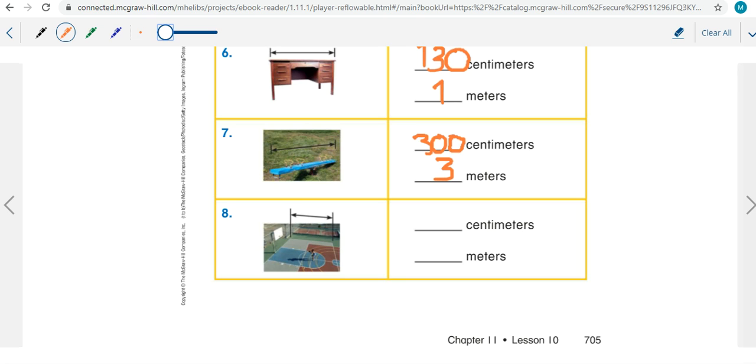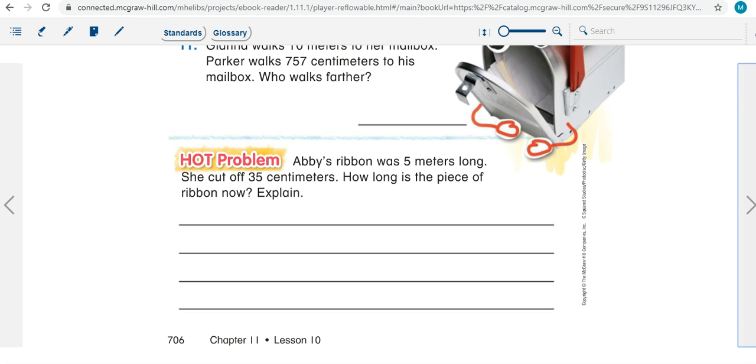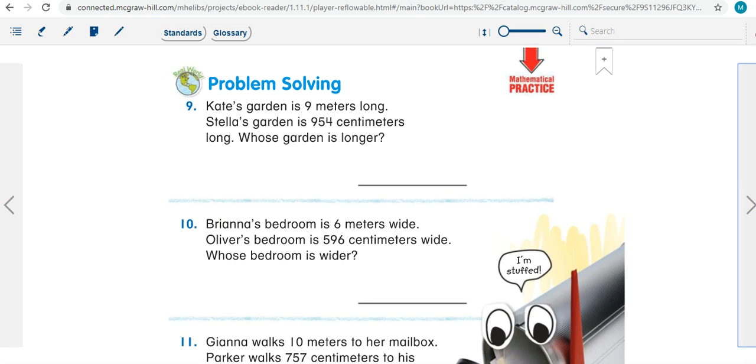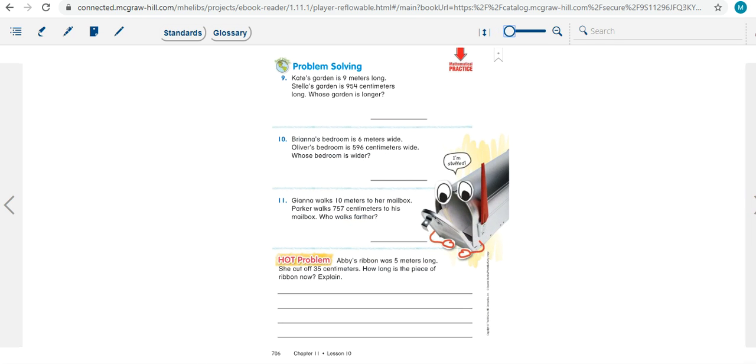Now, this is a basketball court. Look, basketball field. It is very, very long. How many meters do you think? Let's say 8 meters. So if we have 8 meters, that is the same as 800 centimeters. Remember, 1 meter has 100 centimeters. Next page, page 706. Problem solving, we're going to do it together, okay?